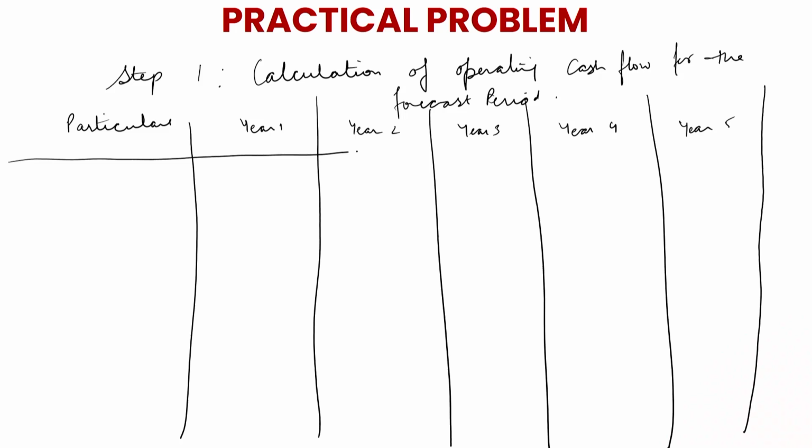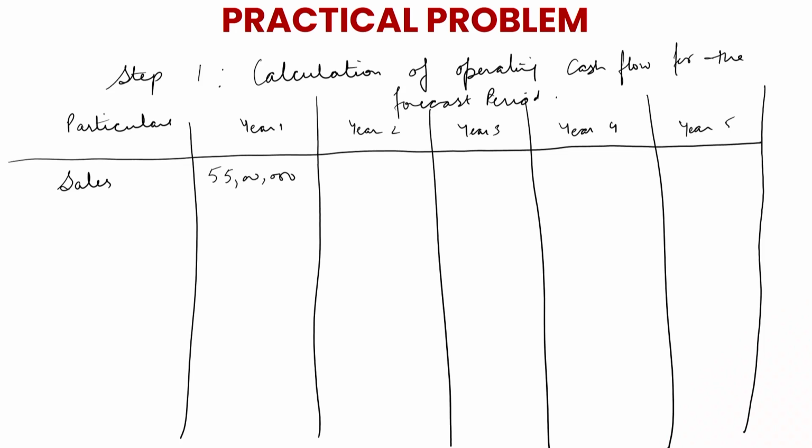So as you know, we are going to calculate the operating cash flow. So we first consider the sale. In the base year, the sale is given as 50 lakhs. So we start for the forecasted period. First we take up the item sales. We add 10% to the sale. So we reach the figure of 55 lakhs in year 1.